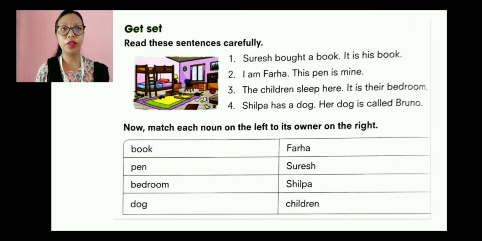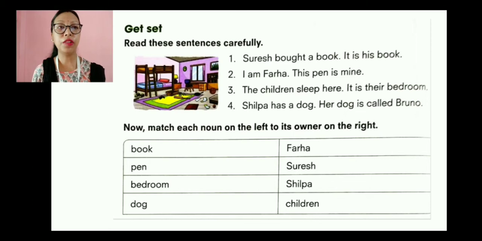Now let us come to the book part. This is one of the first things that you will get in your book. Here it is written, read the sentences carefully. The first one is, Suresh bought a book. It is his book. Now whose book is that? It is Suresh's book because Suresh has bought it, right? Then number 2, I am Farha. This pen is mine. So that is Farha's pen.